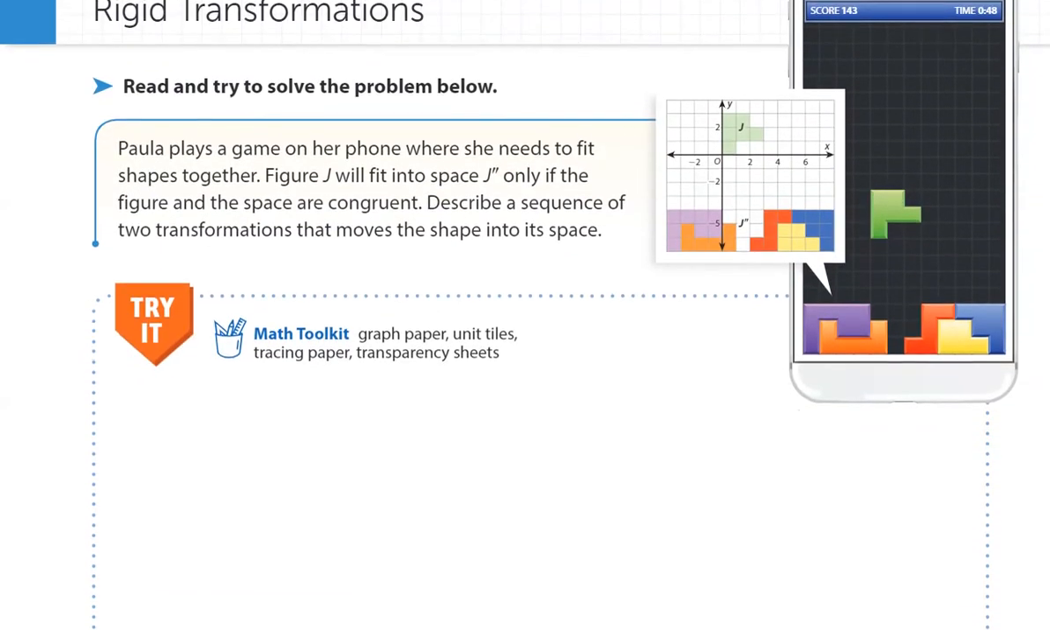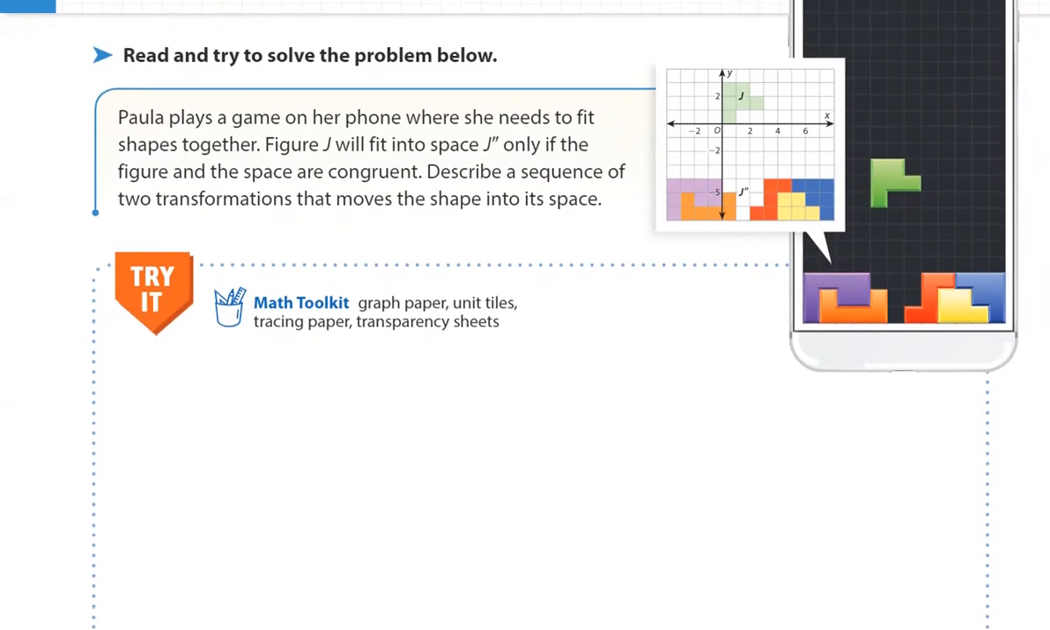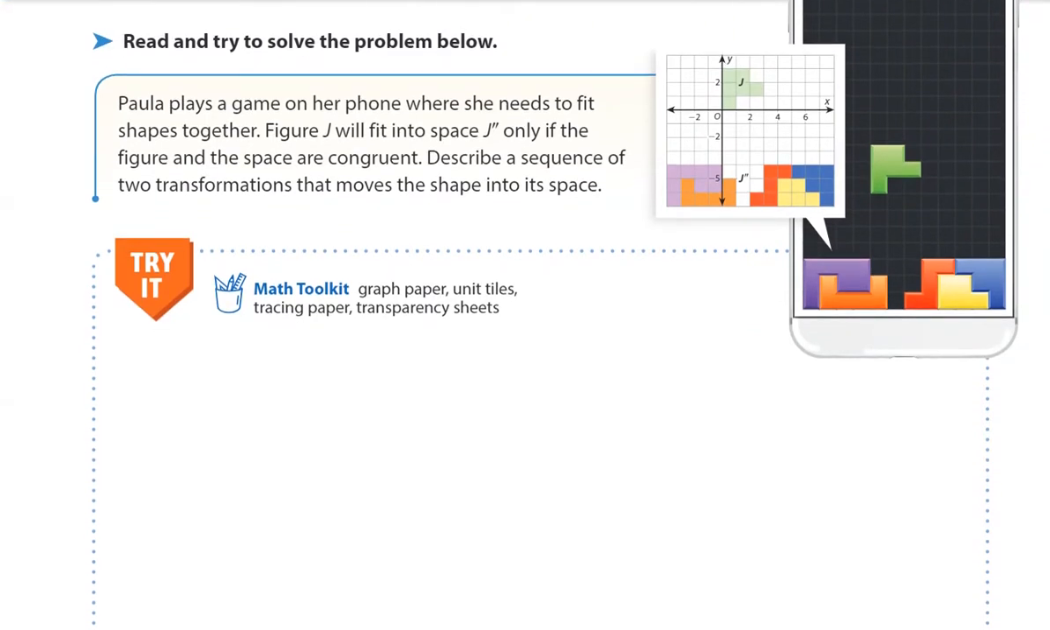And ooh, look, one of my favorite games. Although these are not the traditional shapes, are they? Paula plays a game on her phone where she needs to fit shapes together. Figure J will fit, figure J is green. Figure J will fit into space J prime 2 only if the figure and the space are congruent, aka the same. Describe a sequence of two transformations that move the shape into this space.